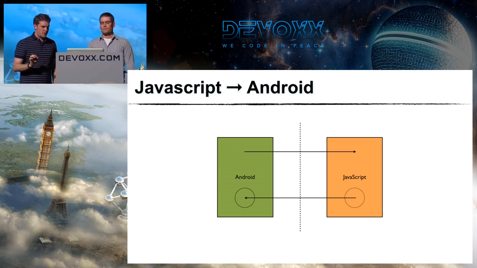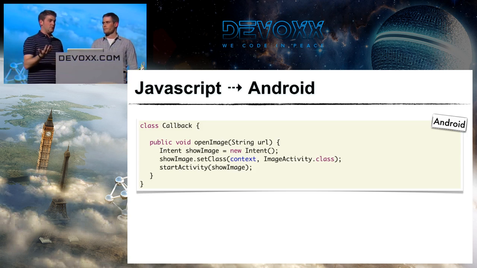In our app, we create a class called callback, for the lack of a better name, and that has a single method called openImage. It takes a string as an argument, and that's the URL of the image we want to open. The implementation is very simple. That's not really interesting right now. It's only Android. We can pretty much do anything we want with this string that we get.